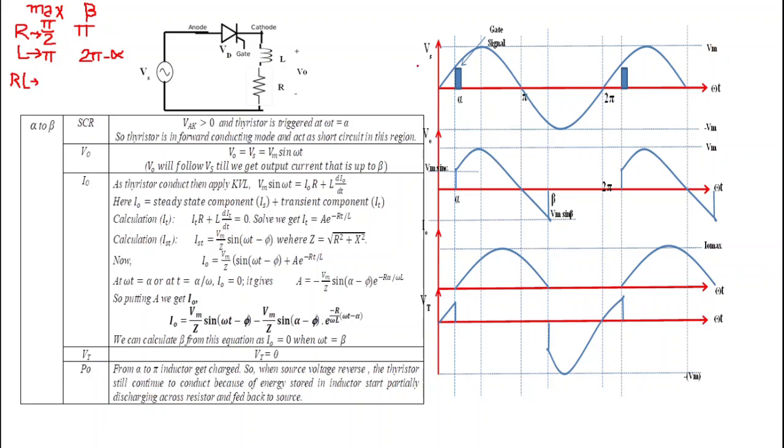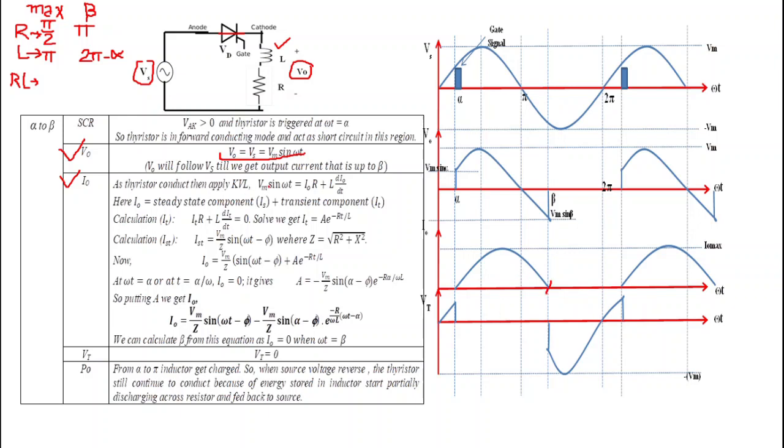So this thyristor will act as a short circuit. When this thyristor acts as a short circuit, then the supply voltage Vs will appear across this load, or we can say that V0 is equal to Vm sin omega t. Now what is the output current I0? Here I revise your concept that whenever there is inductance in the output circuit, then we get current up to beta. Okay, this is a very simple concept.